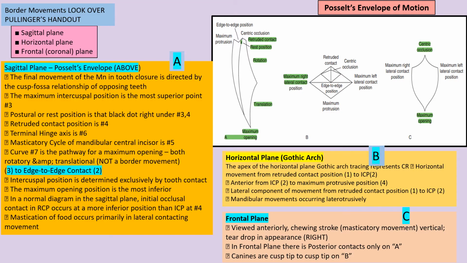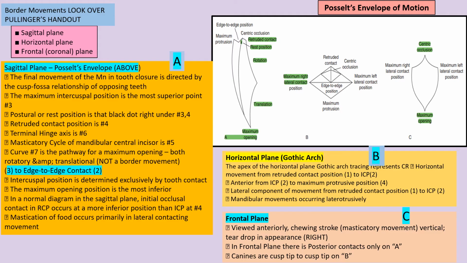So this is the first curve, that's the sagittal plane. The second curve is the diamond shaped tracing or Gothic arch tracing, in the horizontal plane. And the third one is the teardrop shaped tracing, in the frontal plane. So in the sagittal plane, the first thing you see is centric occlusion. Ask the patient to bite, that's the most superior position. Then you ask the patient to swallow, to come into retruded contact position or centric relation. It's around 1 to 2 mm posterior to the centric occlusion.